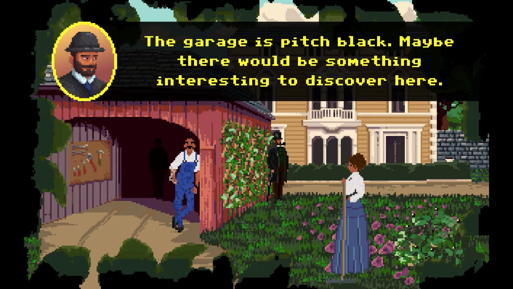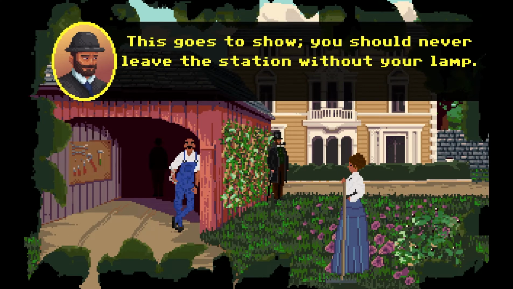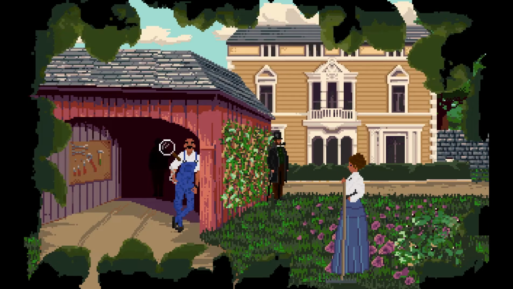The garage is pitch black. Maybe there would be something interesting to discover here. This goes to show, you should never leave the station without your lamp. No, we're going to have to go and get the lamp. I need my lamp.